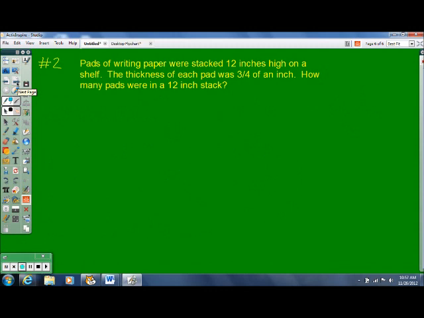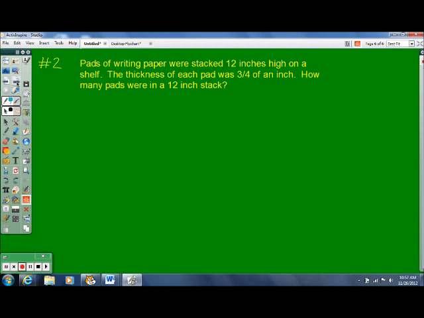Last sample for today. We have a word problem. And it's word problem number 2 here. Pads of writing paper were stacked 12 inches high on a shelf. The thickness of each pad was 3/4 of an inch. How many pads were in a 12-inch stack? So pause the tape and please use the 5-step problem-solving process for a math word problem.